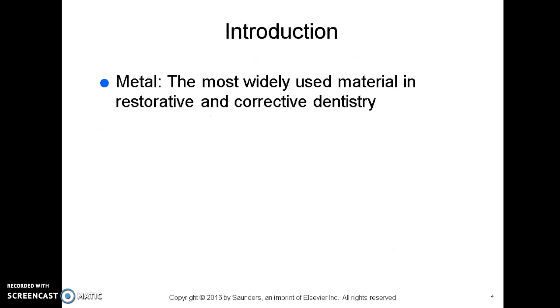So first we're going to start with saying that metal is one of the most widely used materials in restorative and corrective dentistry. So we have porcelain fused to metal crowns, we have the substructure of partials, we also have amalgam fillings. So there's a lot of applications that metal can be used for in the mouth.